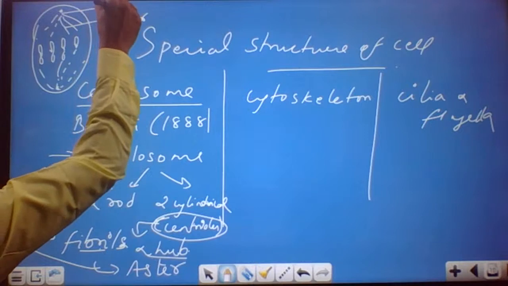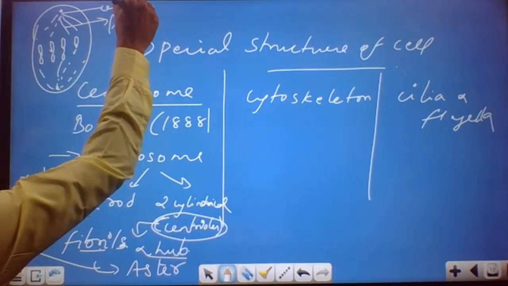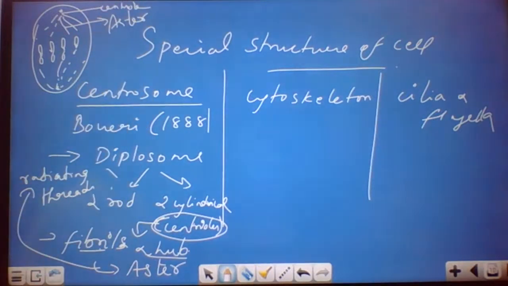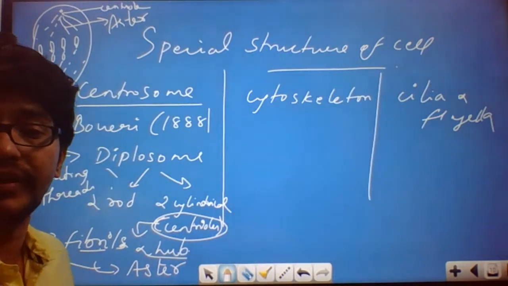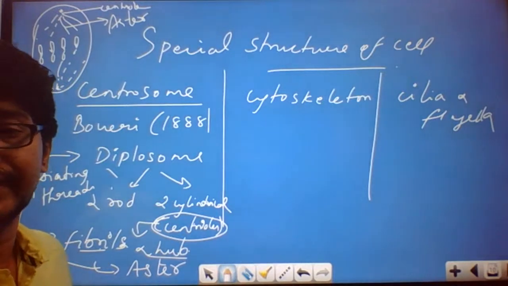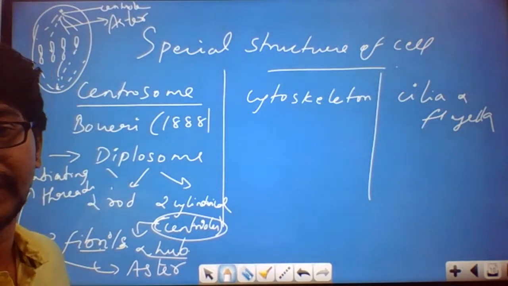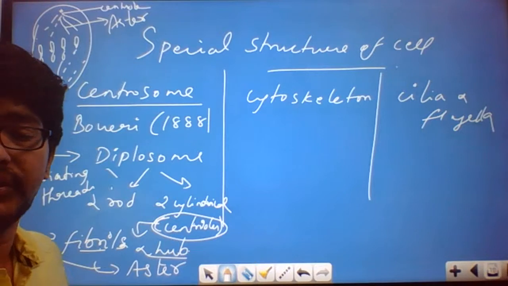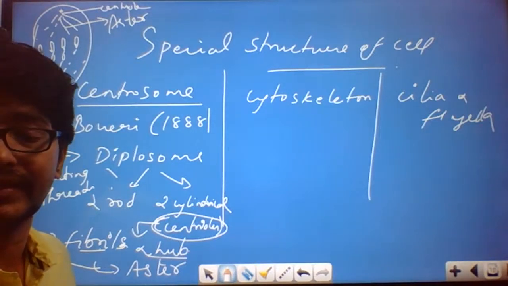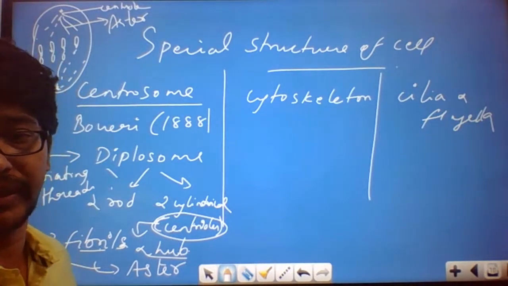This part is called centriole. I hope that is clear. And one more thing, this is present only in an animal cell. In plant cells, this centriole formation is not there. That is also very important, right? Centrioles are present only in the animal cell, which is not present in the plant cell. So thanks for reminding that.